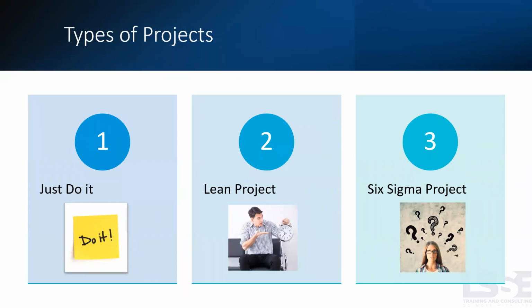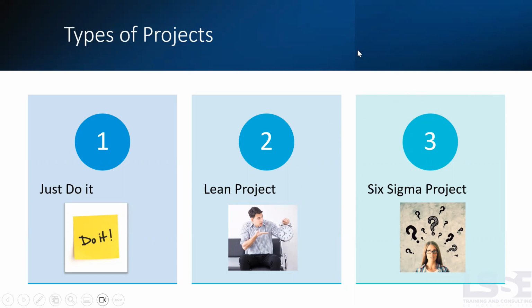Okay, yellow belt. Normally, especially in the service industry, you will encounter 3 types of projects. If you'd like to work on improving your process, the first type of project is what we call the just do it type of project. Just do it projects are where you know what the problem is, you know what the root cause is, and you just implement it.